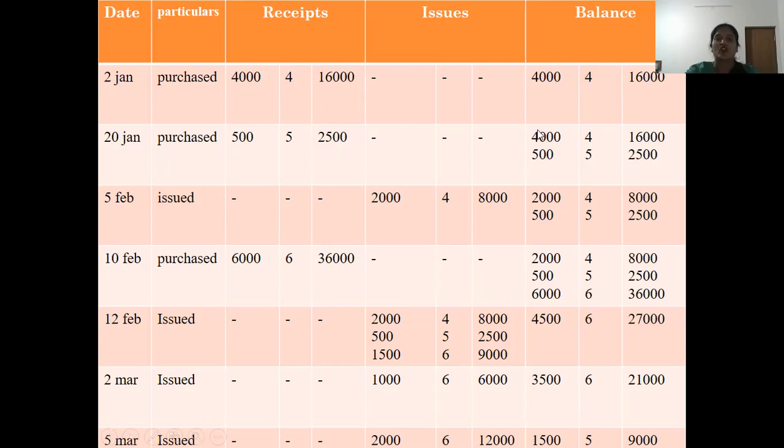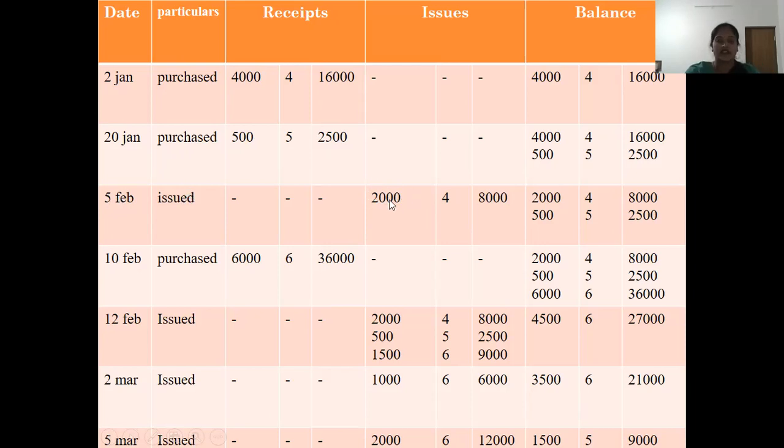This is the first lot that you have purchased, and this is the second lot that you purchased on 20th. Now next, on 5th February we have issued. How many units were issued to the production department? Unless you issue to production, manufacturing will not arise. Okay, on 5th you have issued 2,000 units.